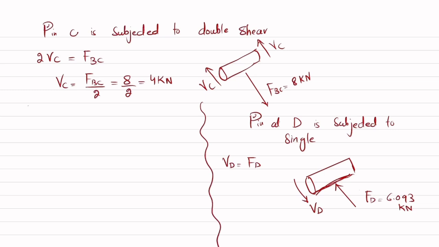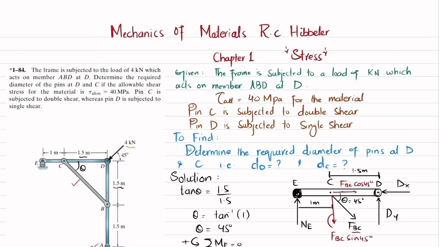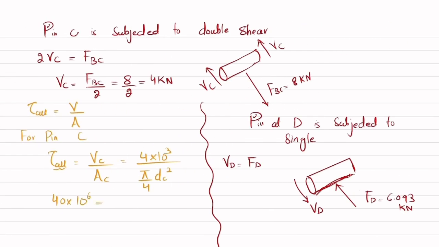Now we have been given the allowable shearing stress, and we know that it is equal to shear force divided by shearing area. Clear? So for pin C, this allowable shearing stress is equal to shearing force at C divided by shearing area at C. So VC is 4 kilonewton. Clear? So 4 into 10 to the power 3 divided by shearing area. So shearing area is the area of pin, pi by 4 DC square. Clear? And allowable shearing stress is given as 40 megapascal. So 40 into 10 to the power 6 is equal to 4 into 10 to the power 3 divided by pi by 4 DC square.